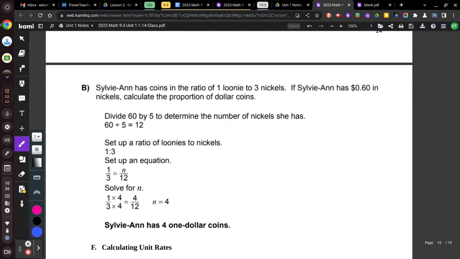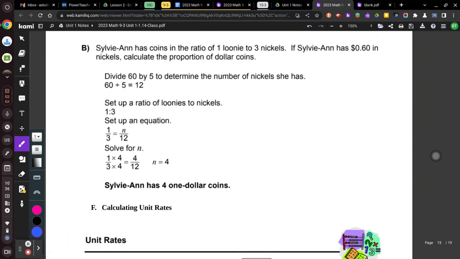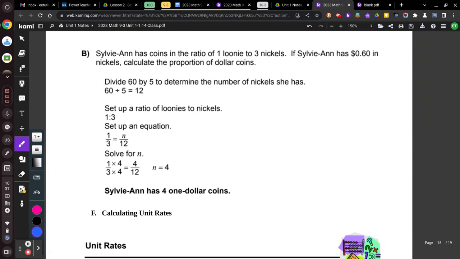Okay, Sylviana has coins in the ratio 1 loonie to 3 nickels. So she's got a 1 to 3. So it says 1 loonie to 3 nickels, and it says she has 60 cents in nickels. Well, if she has 60 cents in nickels, we have to divide that by 5. So we're taking 60 cents divided by 5 cents gives us 12. So that means she's got 12 nickels. Okay, that's what that tells us.